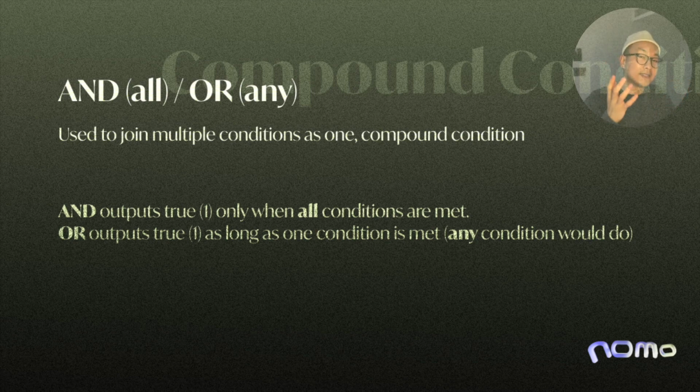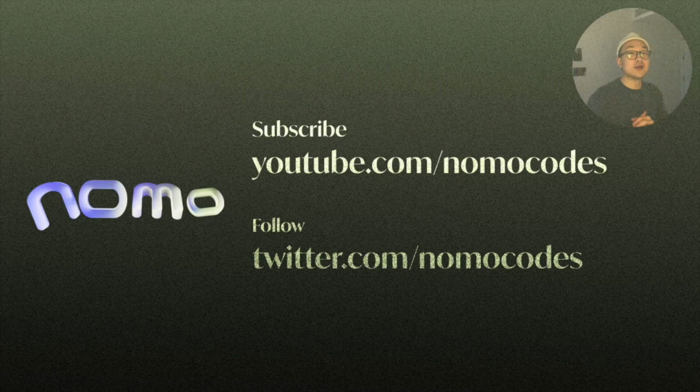So if we're using an exam as an analogy, and requires you to get a full score on the paper to pass, which in our context is outputting a true value. While for or, getting one answer right on the paper will give you a pass, which in our case means that it will output a true value as long as you get one answer right, one condition is met. Hope that makes sense.